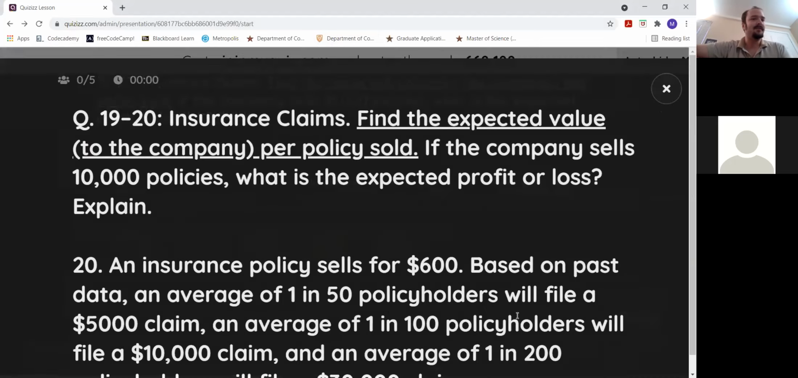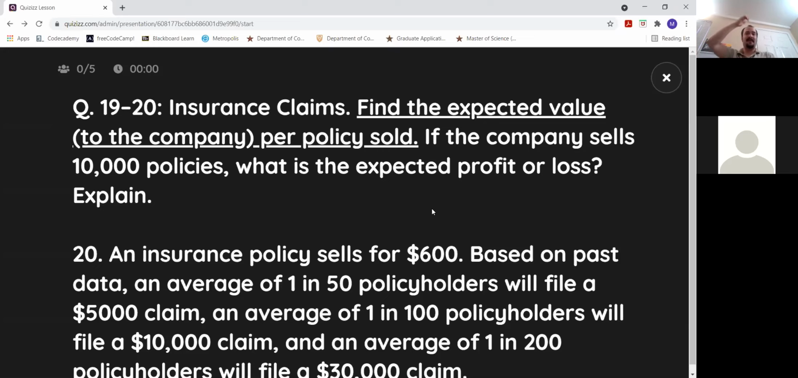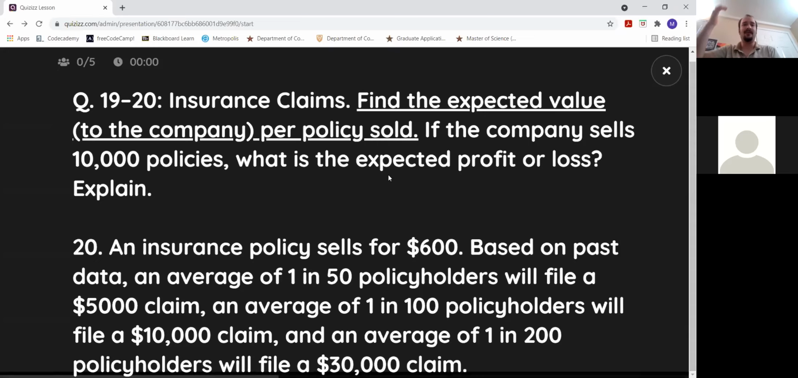I want to do the second question, which is 20, which is the same question, different numbers. So now they're selling it for $600. We have on past data 150 will file a $5,000 claim. 1 in 100 will do 10,000. 1 in 200 will do 30,000.